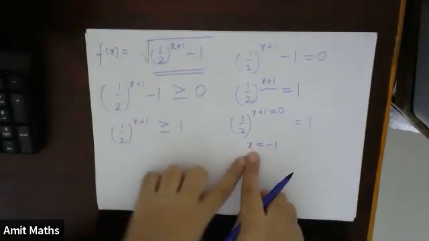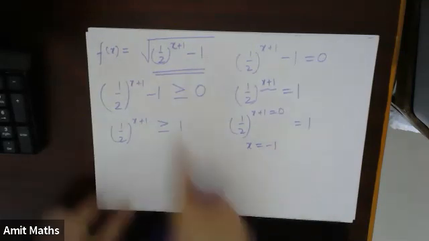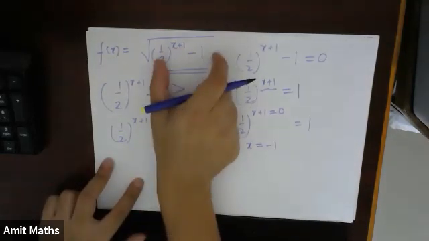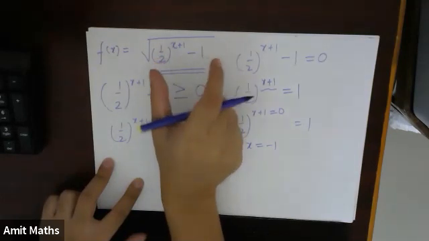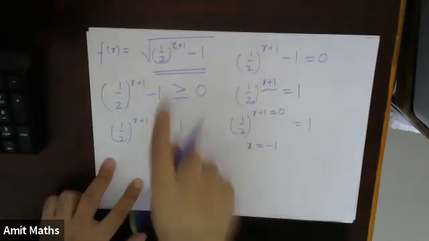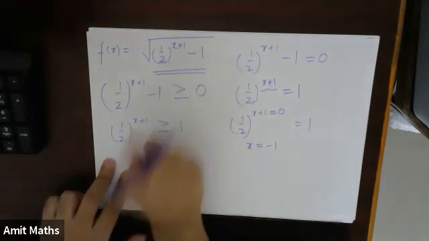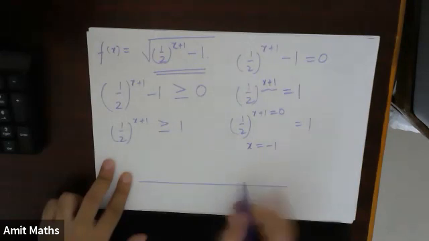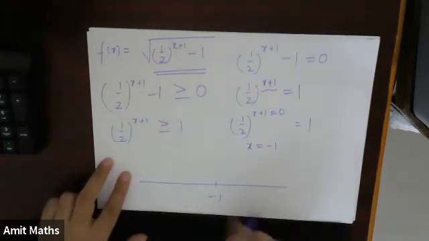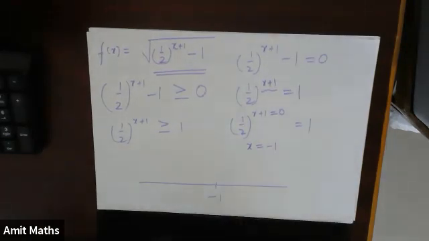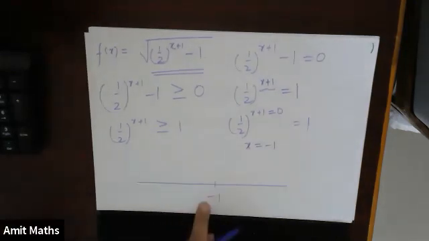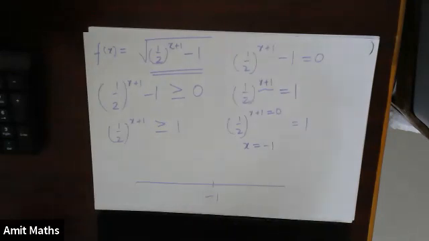When I substitute x equals minus 1, this will be 1 by 2 to the power 0, minus 1. So the whole thing will become equal to 0. So the critical point of this thing is x equals minus 1. Now there is only one part, so I will plot x equals minus 1 on the number line. I found the critical point and plotted it on the number line in ascending order.